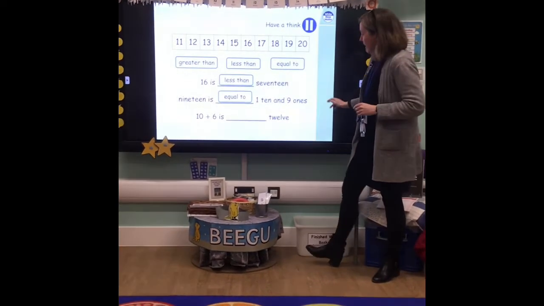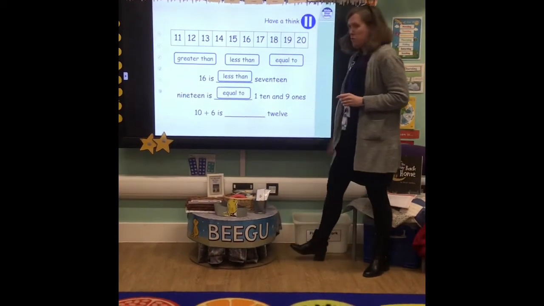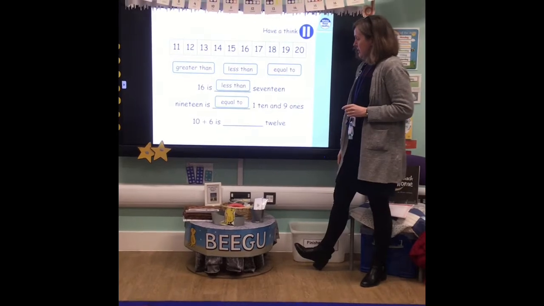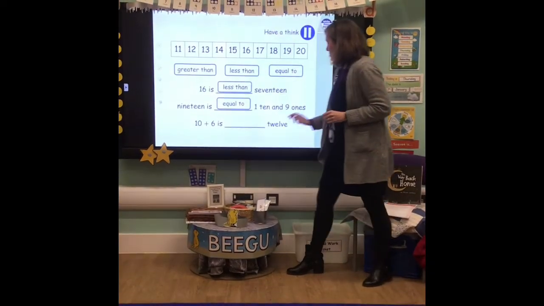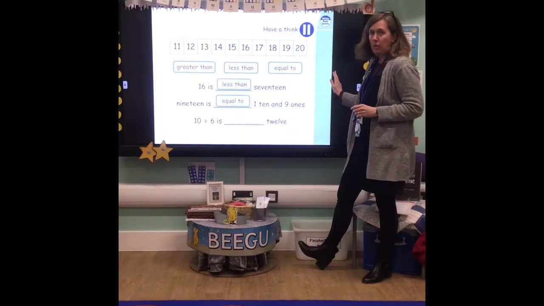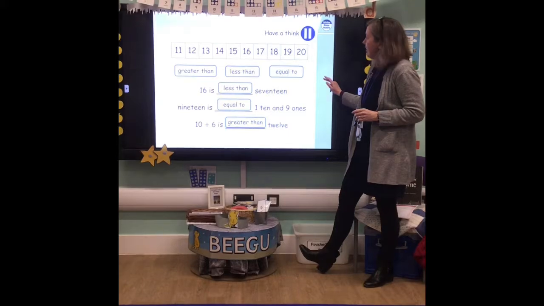Remember that? And then we've got 10 add 6 is what? And then we've got 12 over this side. So 10 add 6 makes what? And then what goes in the gap? Can you work it out? It's greater than, isn't it?